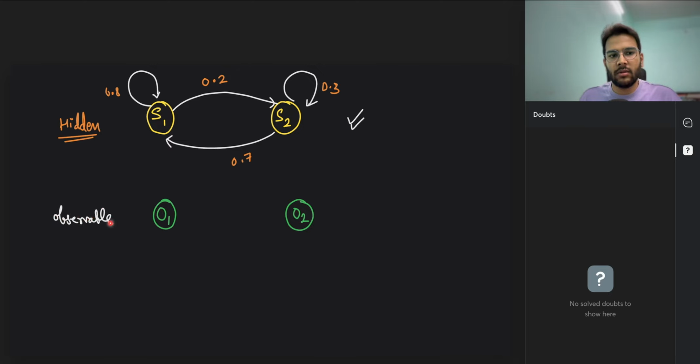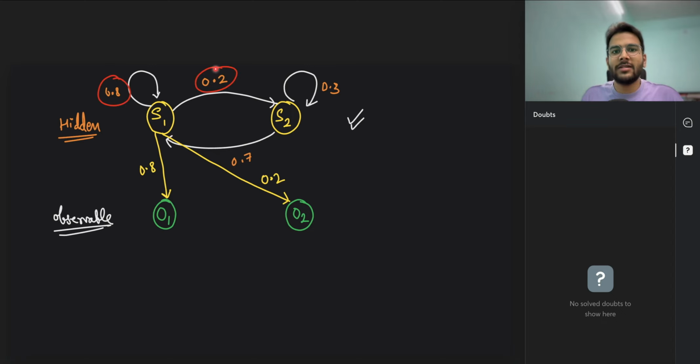These are observable events, and from this S1, there is some probability. Let's say 0.8 is the probability from S1 to O1, and there is one more probability from S1 to O2. Let's say it is 0.2. Okay, these are different probabilities. When I talk about these probabilities, these are transition probabilities.